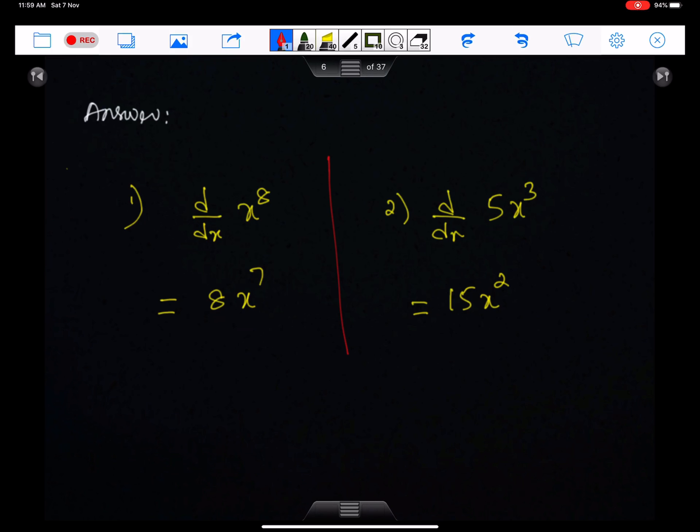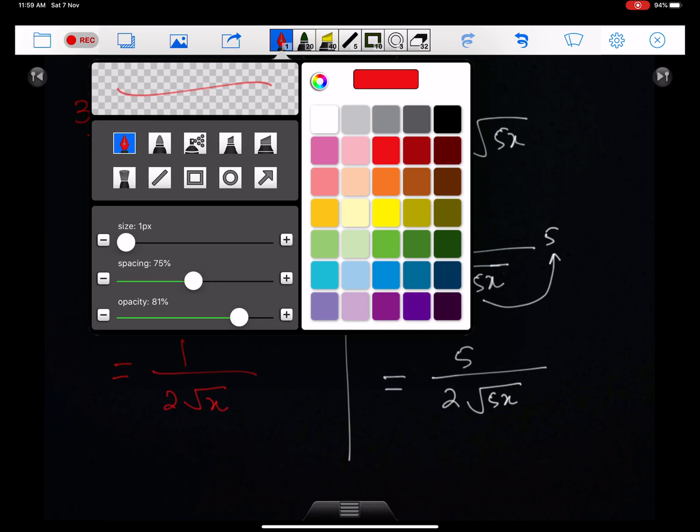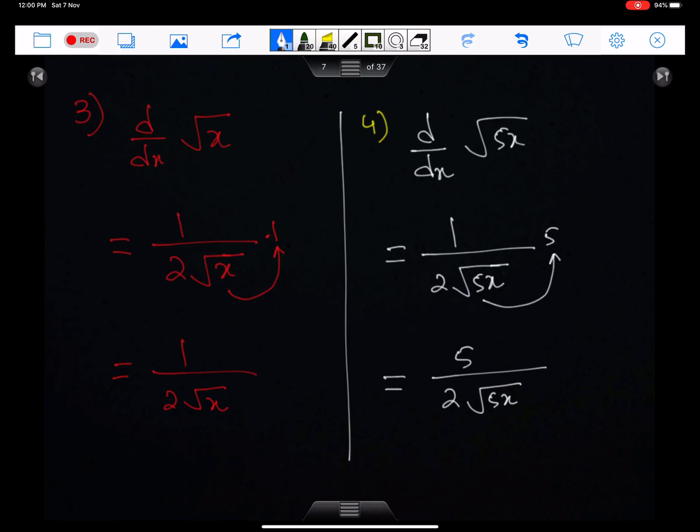5x cube. So this is very important. Multiply 5x cube with d upon dx and then the answer will become 15x square. Under root x, you already have done under root in A1. This under root x will become 1 upon 2 root x and the differential of x is 1. This is the way we differentiate under root x. So the final answer is 1 upon 2 root x. D upon dx under root 5x will become 1 upon 2 under root 5x and the differential of 5x is 5. So the answer is 5 upon 2 under root 5x.